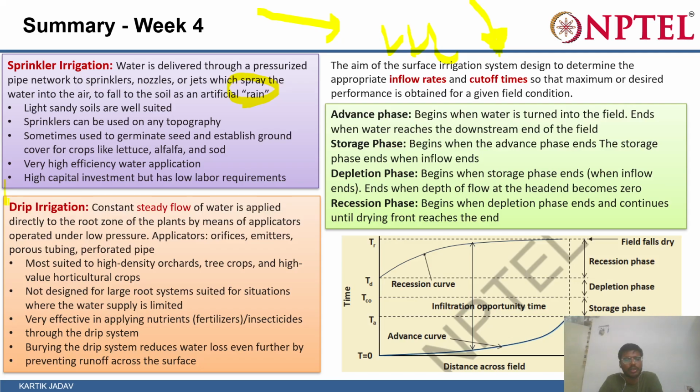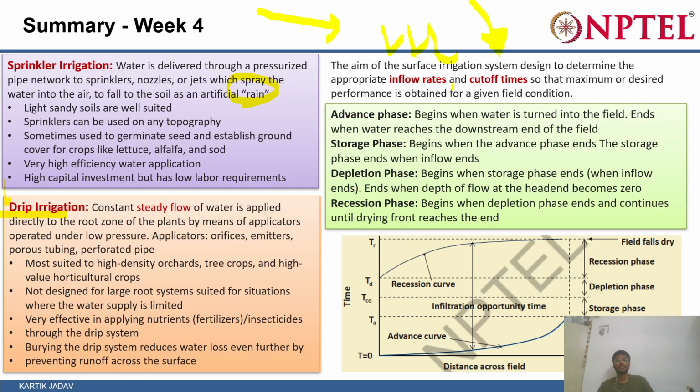Then we have also looked over the drip irrigation method. It is a constant steady flow of water applied directly to the root zone of plants by means of application operated under low pressure. Its applicators are orifice emitters, porous tubing, and perforated pipe. It is most widely suited for high-density orchard tree crops and high-value horticulture crops. It's not designed for large root systems. It is suited for situations where water supply is limited. But still, there is research going on in this aspect also.